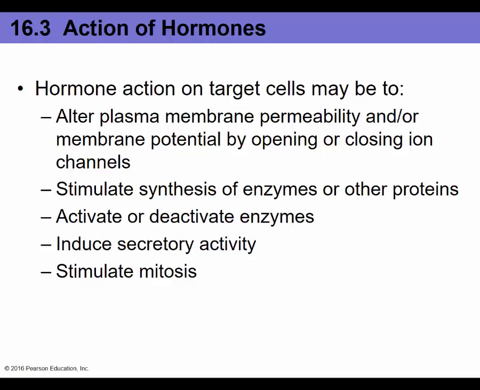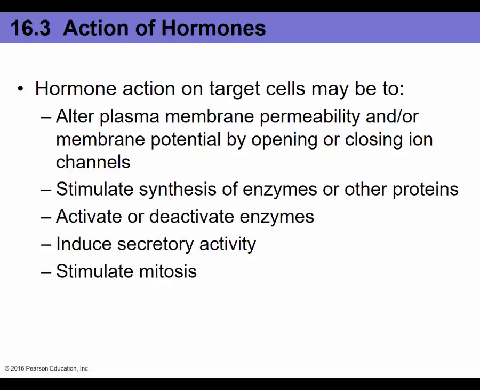Maybe the enzyme's already made, but once that hormone binds to that target cell, it's going to activate an enzyme. Or it might increase secretion of some substance. For example, when prolactin stimulates the cells of the breast, the alveolar glands, it stimulates them to secrete breast milk, to make breast milk.